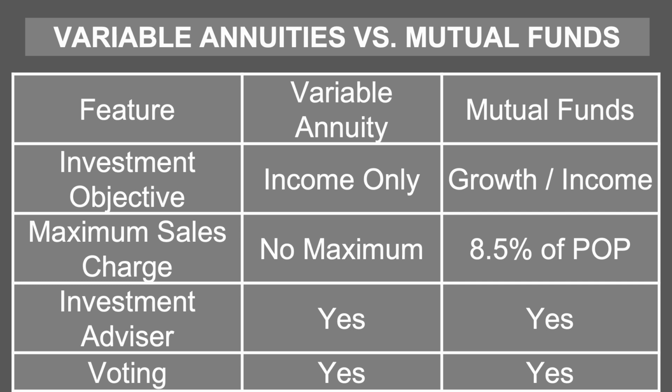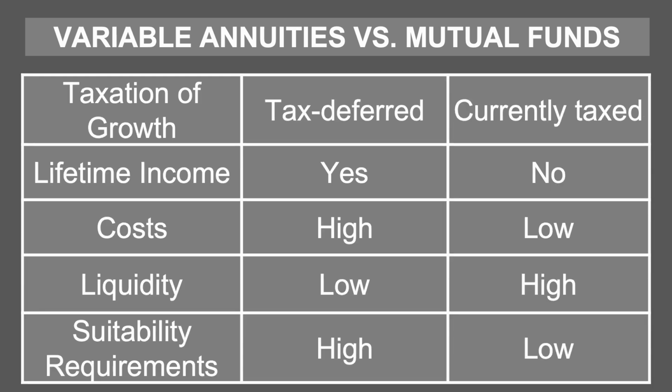Mutual funds, well, you can buy a mutual fund for an investor who has a growth investment objective or an income investment objective. A variable annuity has no maximum allowable sales charge. It is whatever is reasonable. The maximum allowable sales charge on an open-end mutual fund is 8.5% of the public offering price, or 8.5% of the total amount invested. Both variable annuities and mutual funds have investment advisors. Both have voting rights.